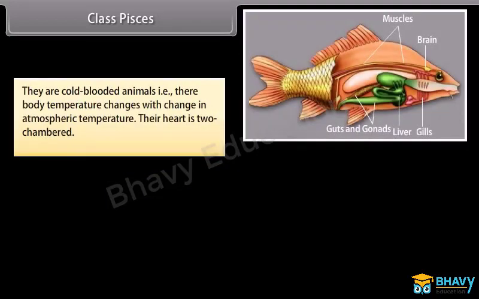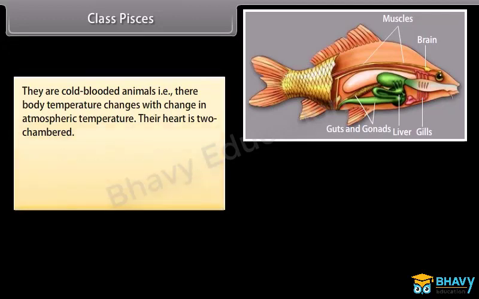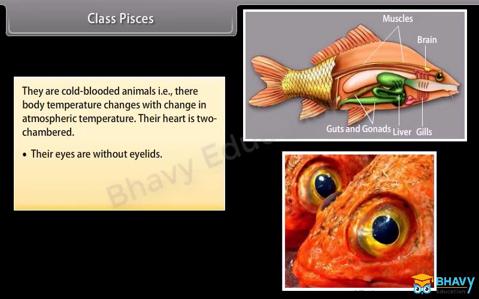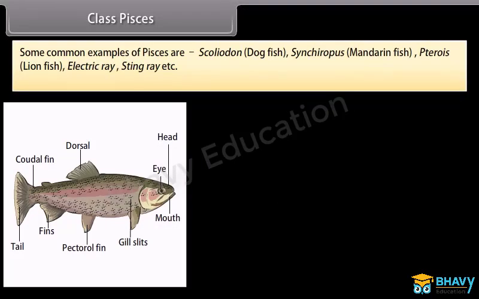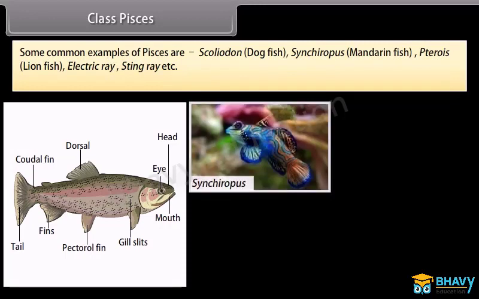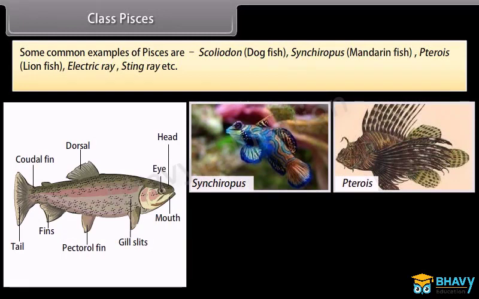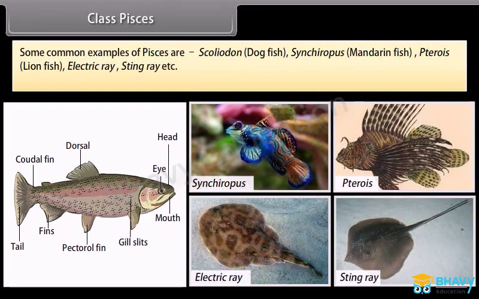They are cold-blooded animals, that is, their body temperature changes with change in atmospheric temperature. Their heart is two-chambered. Their eyes are without eyelids. They have nostrils. They lay eggs. Some common examples of Pisces are Scoliodon, dogfish, Synchiropus, mandarin fish, Pterois, lionfish, electric ray, stingray, etc.